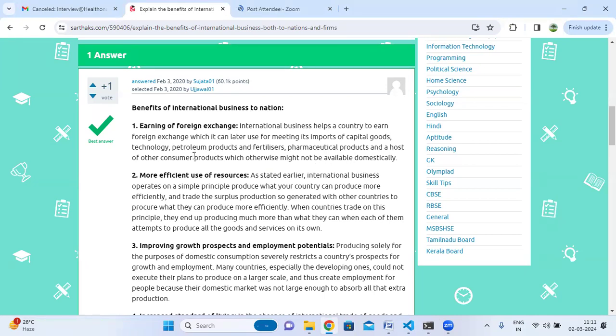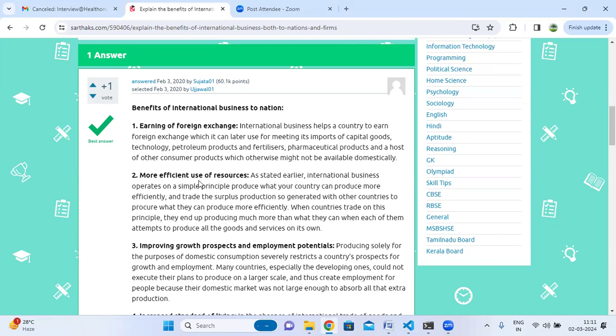These products are not available in the domestic country, but they are available in other countries. They can be imported from other countries using the foreign exchange earned. So this is the earning of foreign exchange.